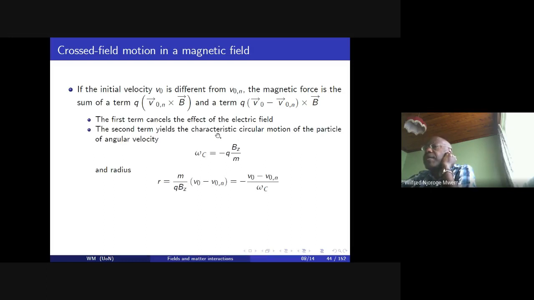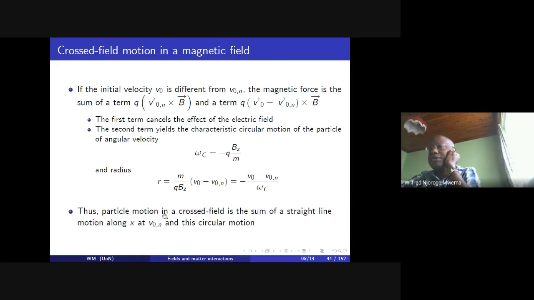So if the initial velocity is different from that, the magnetic force is, of course, the sum of that and a term that is given by that. The first term will cancel the effect of the electric field, and the second term will yield the characteristic circular motion of the particle of angular velocity omega c equal to minus q Bz by m, and the radius that will be given by that equation. Therefore, particle motion in a crossed field will be the sum of a straight line motion along the x-axis at the initial velocity and the circular motion imparted by the magnetic force.